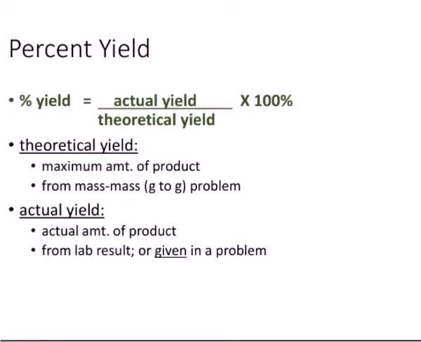Percent yield. We have calculated percentages several times throughout the year. What's our generic formula, guys, for any percentage we need to calculate? Something over something times 100. Good guess. Part over whole times 100. Again, write it in your notes so that you have it.